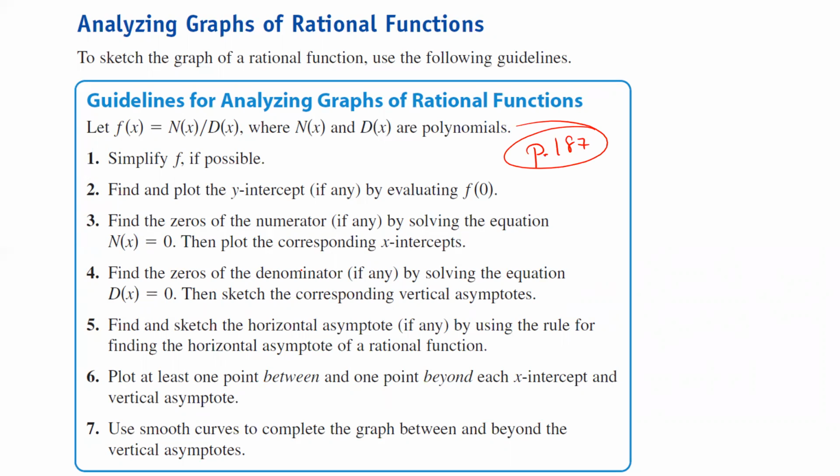So first things first, you want to put it into reduced form. Just factor it out, see what you have, because from then it's really easy to do stuff. So simplify will be step 1. Step 2, find the y-intercept, because that's so easy. You plug in a 0 and boom, you get your y-intercept. We got a point already. Step 3, find any x-intercepts. Step 4, find any vertical asymptotes. Step 5, any horizontal asymptotes. And then if you need more points, go for it. But we usually will not need any more points.